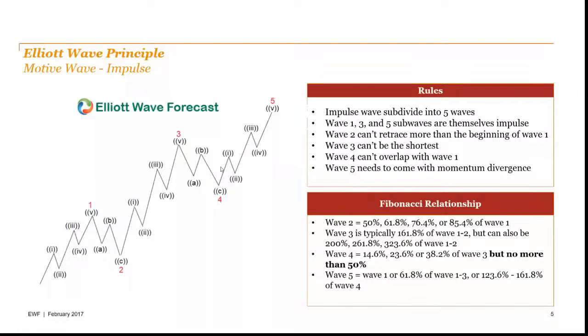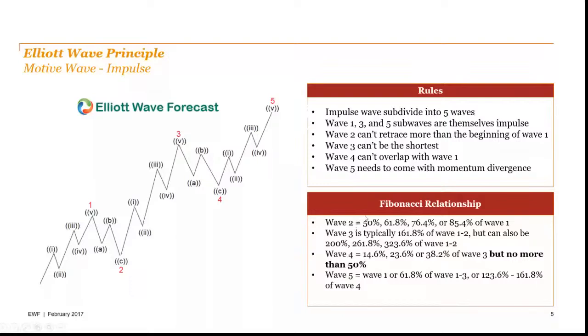Okay. Now, in terms of the Fibonacci relationship, wave 2 is usually 50%, 61.8%, or all the way to 85.4% of wave 1. Like I said, it cannot break more than the beginning. Typically, I would say most of the time, 80 to 90% of the time, retracement is between 50% and 61.8% of the wave 1.